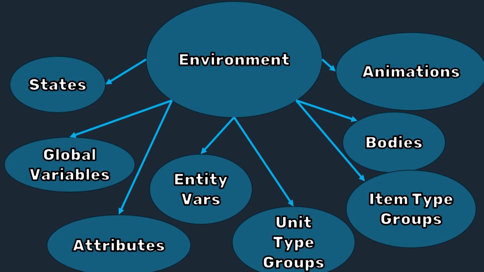In this image, you'll notice there's a visual breakdown of everything living under the environment umbrella. We have states. These can affect your units or players, like poisoned or stunned. Global variables are universal data points like total kills or references to a special boss. We have entity variables, variables that might be specific to one type, and we have many more: bodies, animation, unit type groups, and we'll go into detail in different videos.